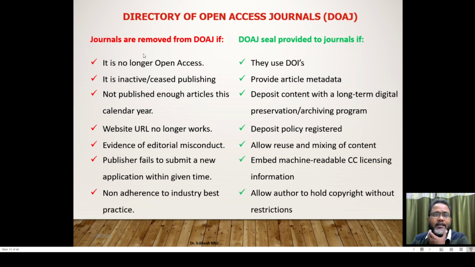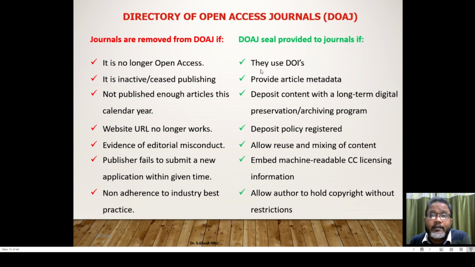In the directory, journals are removed from DOAJ if they are no longer open access, or change that policy. It is inactive, ceased, or has not published enough articles in this calendar year. The website URL no longer works. There is evidence of editorial misconduct. The publisher fails to submit a new application within the given time. There is no adherence to industry best practice. So they have strict policies, and if any journal proponent, vendor, or journal publisher is not abiding by all such things, it will be removed.